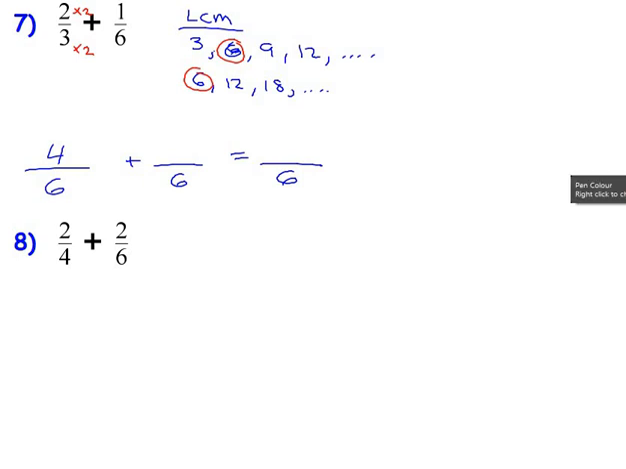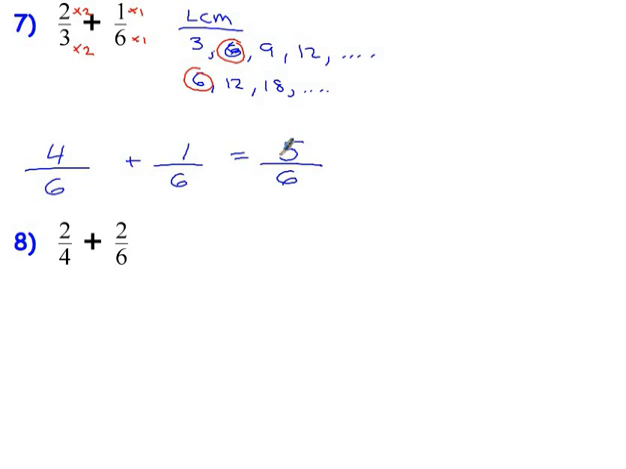And the next fraction, how many 6's go into 6? That's 1. So it's times 1. And times 1. 1 times 1 is 1. And now we can add the numerators together. 4 add 1 is 5. So it's 5 over 6.